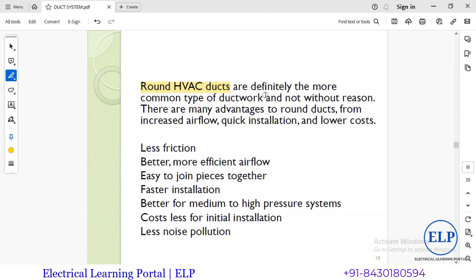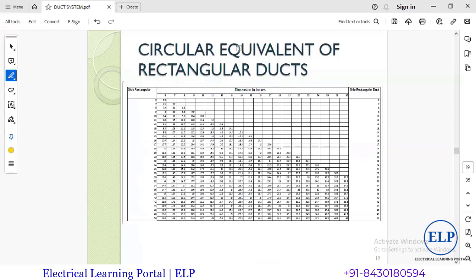Another disadvantage of round ducting is that it will take up much more space as compared to rectangular ducting. This is one of the major disadvantages. That is why you will see that in most commercial buildings we go with rectangular ducting, because of this space. Otherwise, it is very simple and a very cost-effective option. And there is a circular equivalent of rectangular ducting.